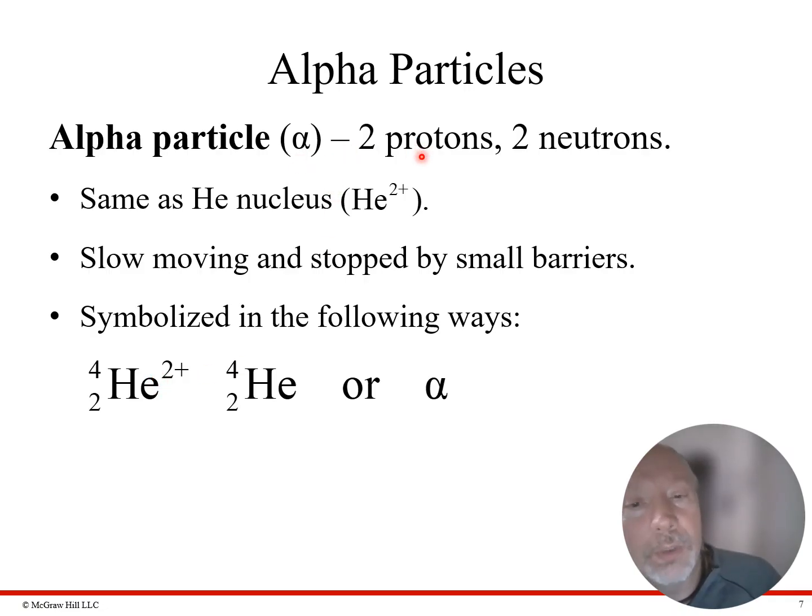But an alpha particle has 2 protons and 2 neutrons. It's the same as a helium nucleus, which is He 2+. It is relatively slow moving, though very fast compared to us humans, and stopped by small barriers. It's symbolized in the following way: 4/2 He 2+. That is the mass, which is 4, and the number of protons, or the Z value, which is 2. We can get rid of the 2+. They do that a lot of times because we just know, when we're dealing with nuclear chemistry, that we can just call it alpha, or an alpha particle, and sometimes this is 4/2 as well.